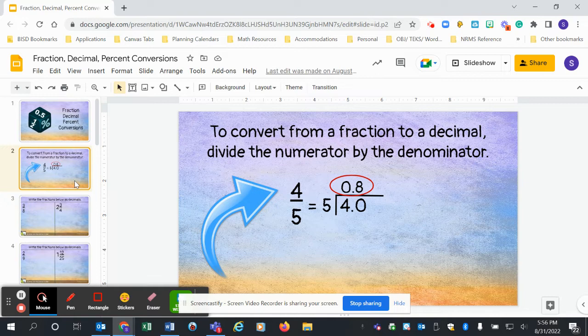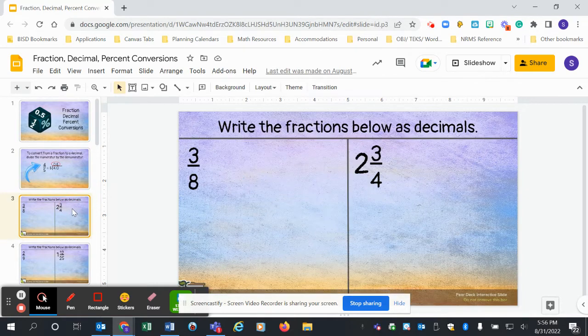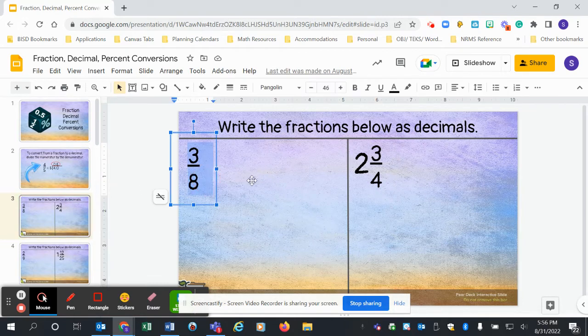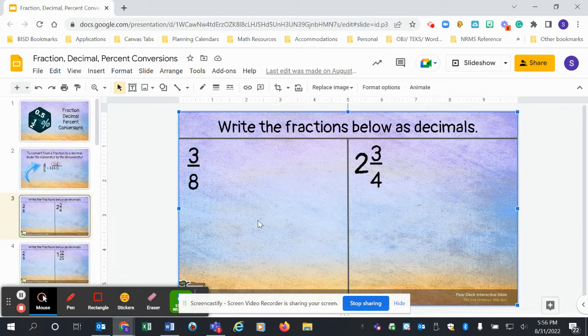We also know that we can enter in those numbers in our calculator by dividing the numerator divided by the denominator. Right here we see a mixed number, which we haven't seen before, but I'm going to show you how to work that. We're going to write these as decimals. So we know that 3/8, we're just going to stick that in our calculator like we always do, 3 divided by 8. This we have a whole number 2. So we're going to say 2 and 3/4.